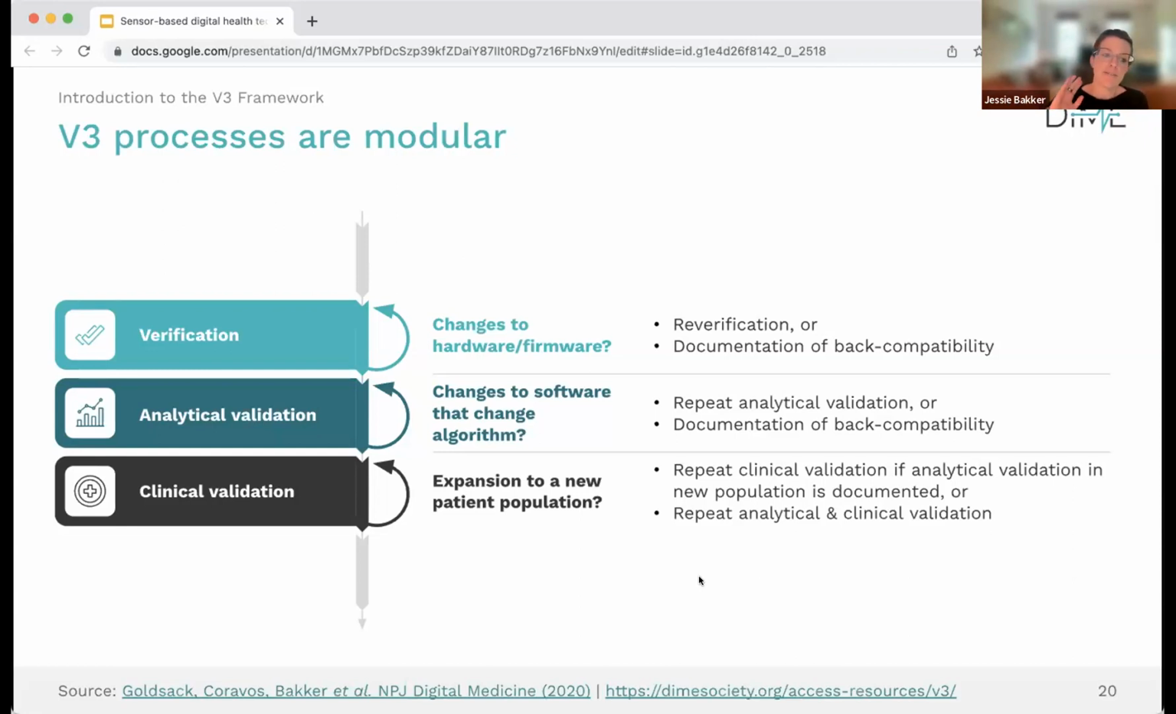And similarly, if there have been changes to the software that impact the algorithm, there would be a need to repeat the analytical validation process. But if the sensors haven't changed, there's no need to go back and redo verification. So we can think of these three processes as being related and in sequence, but separate.